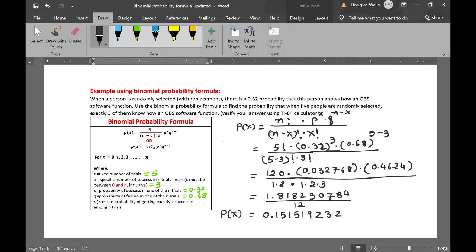If you want to go up to 4 decimal places, then we should write P of x equals 0.1515. Notice the next digit is smaller than 5, so we keep all the numbers. And this is my 4 decimal place answer. Hope this will help you.